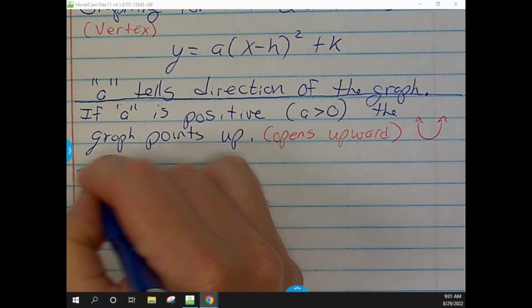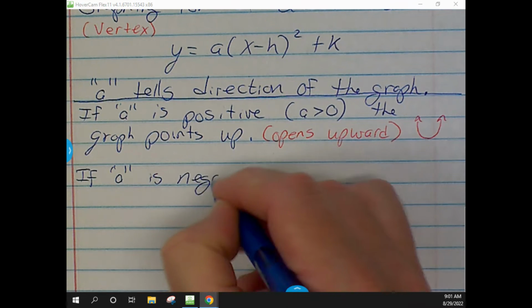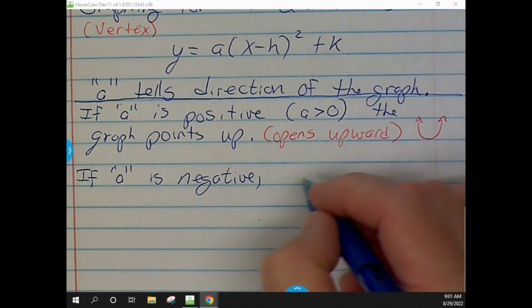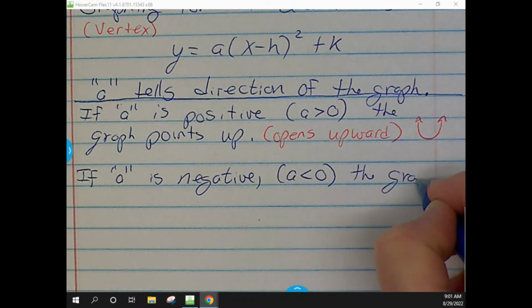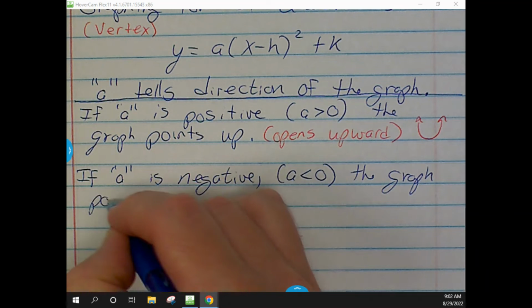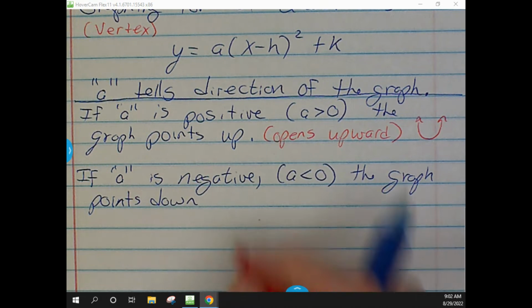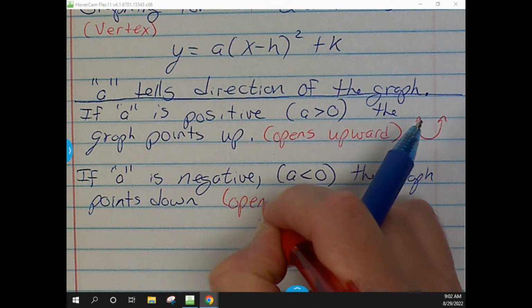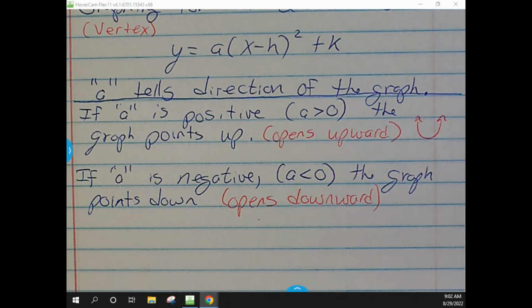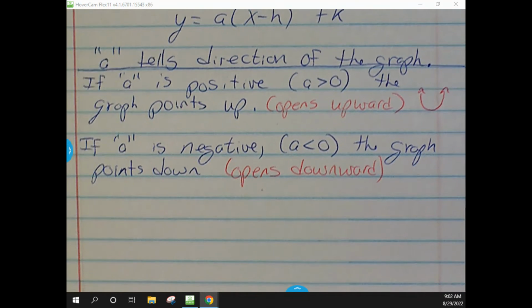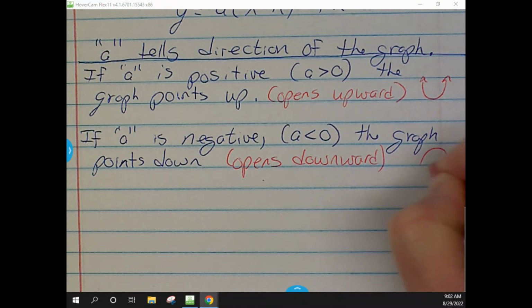And if A is negative, well, then it's going down. All right, again, the technical math version of it is that it opens downward, which seems funny that it opens down, but that's what they call it. And again, so basically now we're talking about a graph that looks something kind of like that.